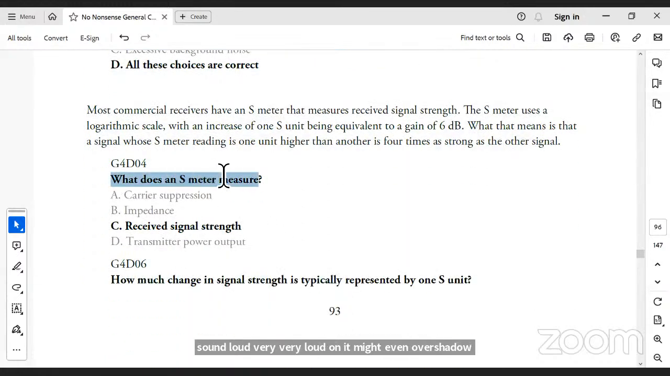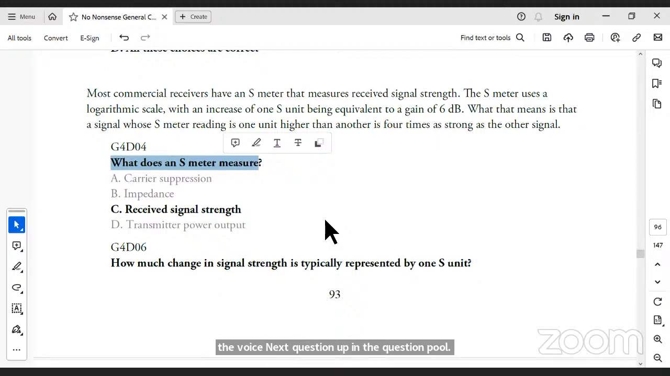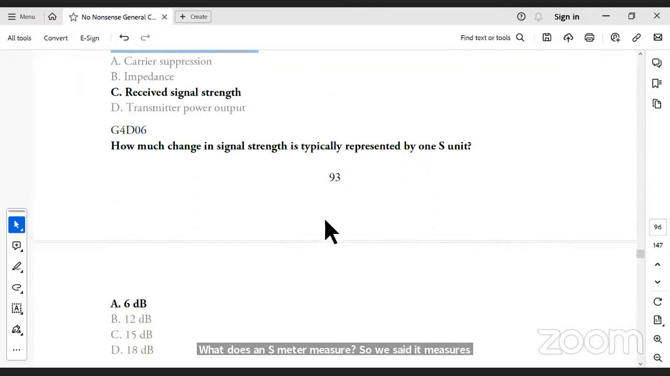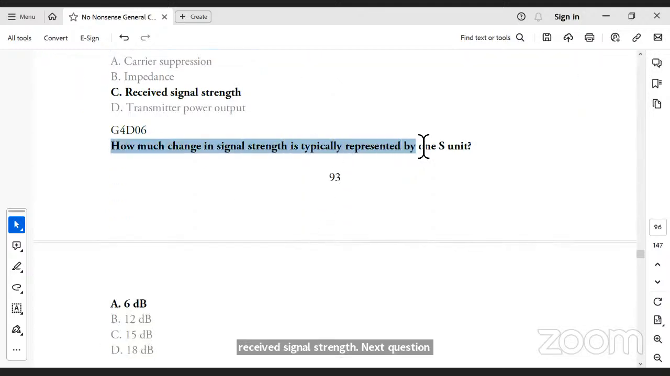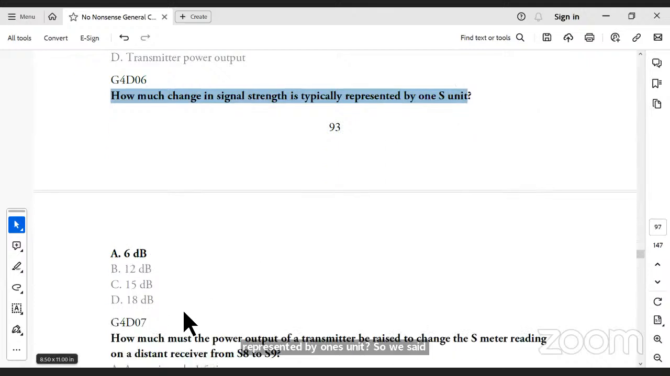Next question up in the question pool, what does an S meter measure? So we said it measures received signal strength. Next question up, how much change in signal strength is typically represented by 1 S unit? So we said 1 S unit is 6 decibels or 6 dB.